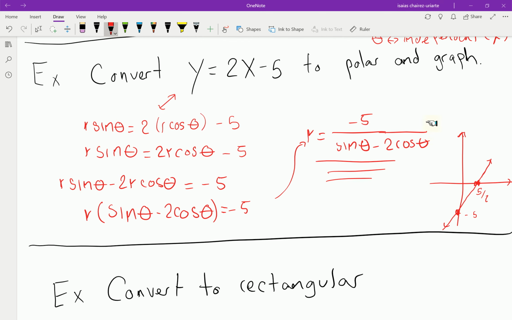I think the polar form of this equation is maybe a little bit complicated, but it's not too bad. So hopefully we got the same answer and you agree with the answer here.